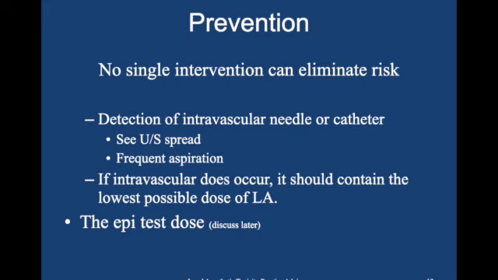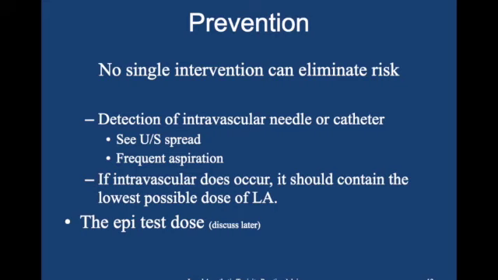If an intravascular dose does occur, it should contain the lowest possible dose of local anesthetic. So that means there's no reason to use 0.5% ropivacaine or bupivacaine if you don't need motor block. So you may want to, say, take 15 mLs of 0.5% local anesthetic and add 5 mLs of preservative-free saline to make a 0.375% solution. Or maybe you can go down to 0.25%. Or if you're doing a continuous infusion, go down to 0.125%.